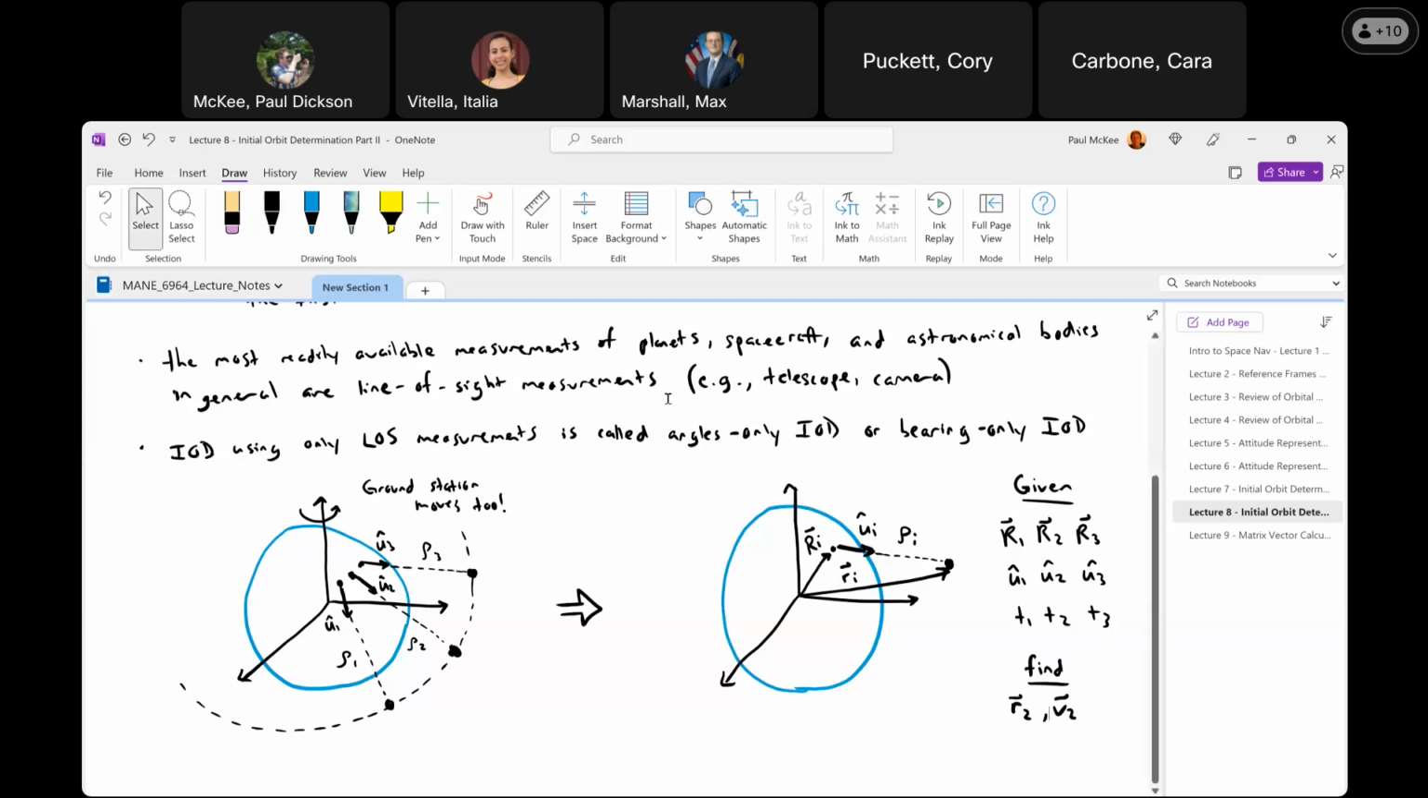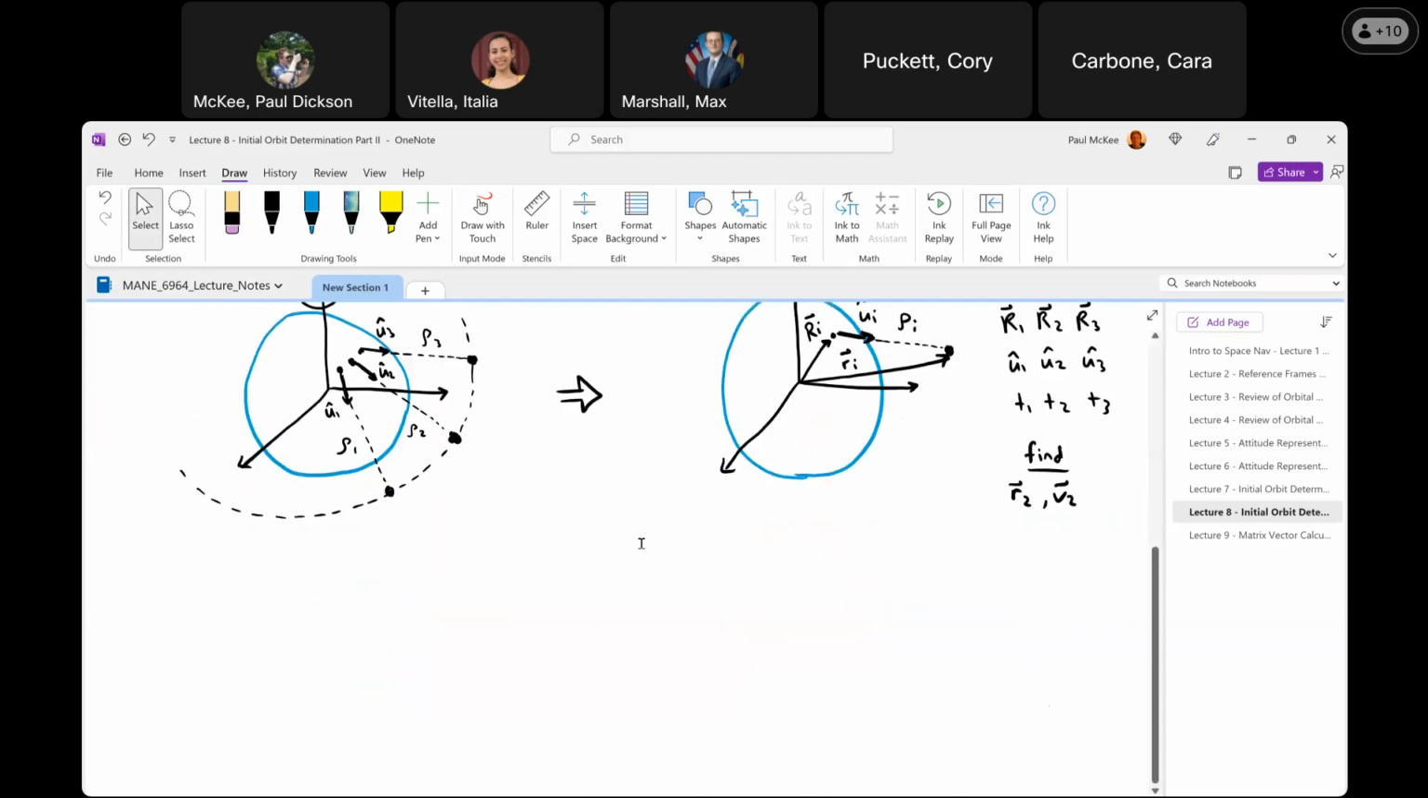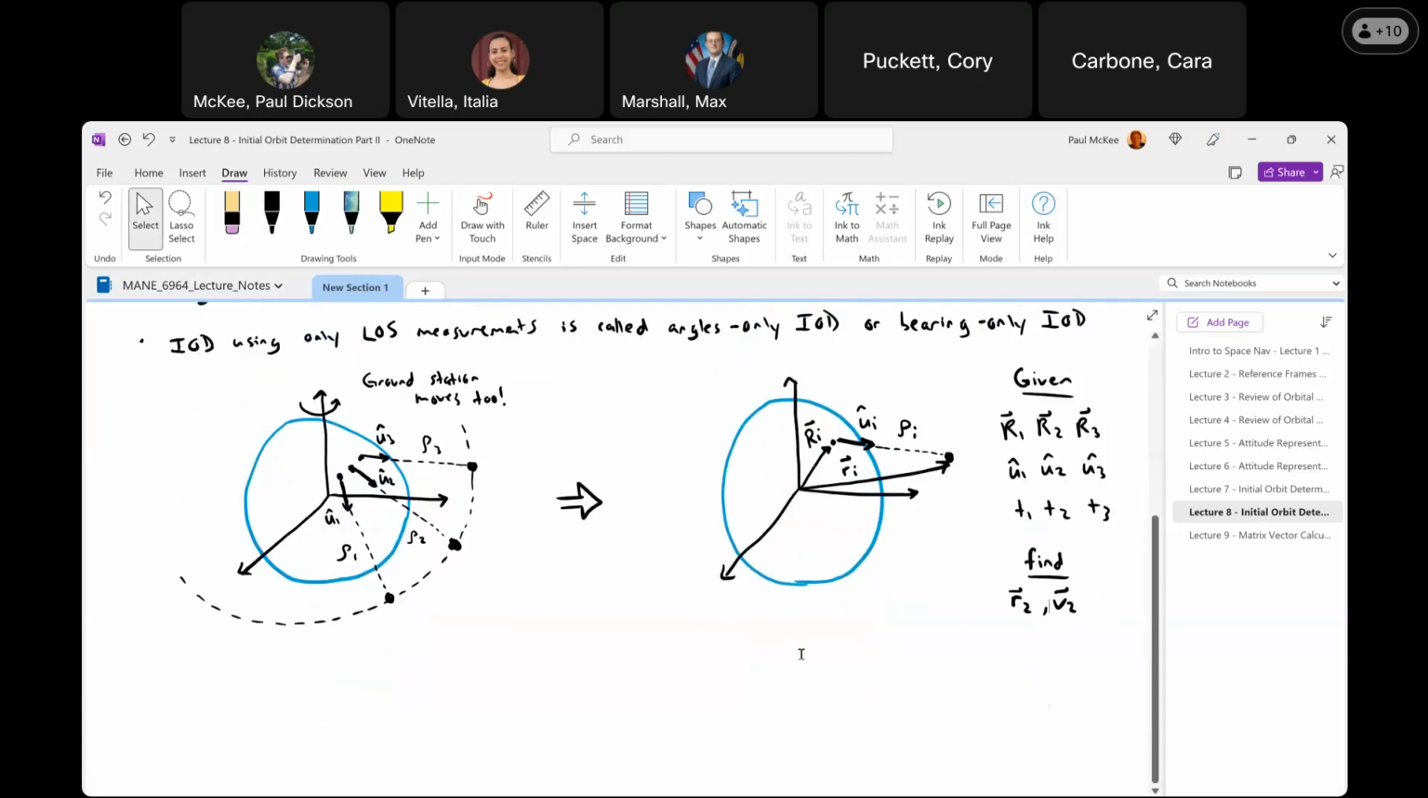Okay, so questions before we move on? That's our introduction, at least. Otherwise, it is about time to start doing some math. I'm going to leave this diagram up here for a second, and I'm going to start with this. Each line of sight measurement satisfies this equation.